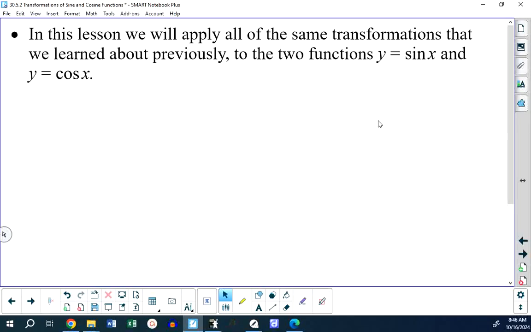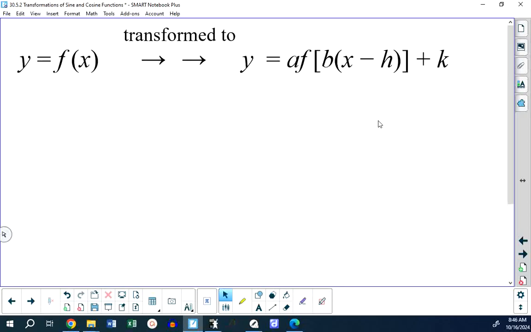So in this lesson, we're going to be applying all of the transformations that we have previously learned about. We're going to apply them to the graphs of the functions y equals sine of x and y equals cos of x, and to the equations, because you can't transform a graph without transforming the equation.